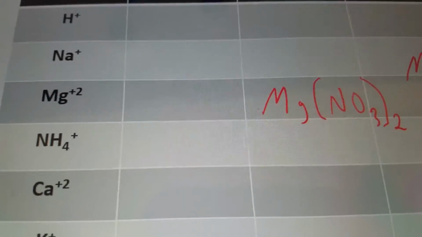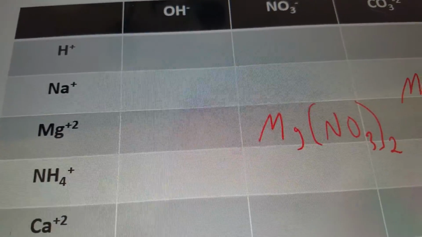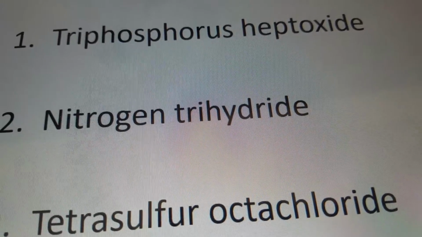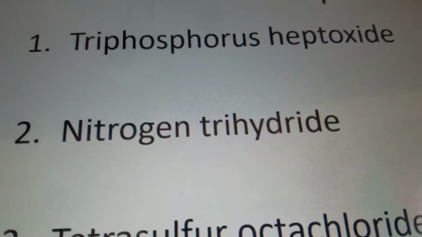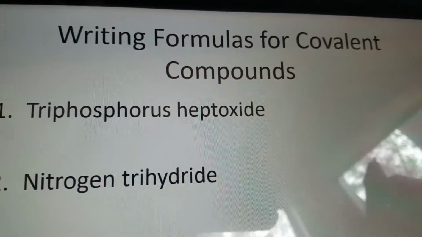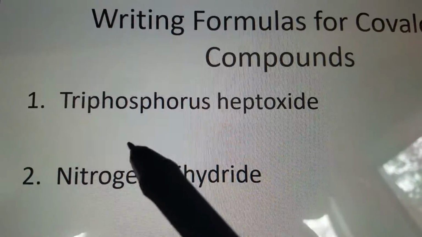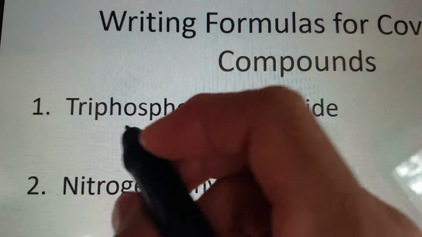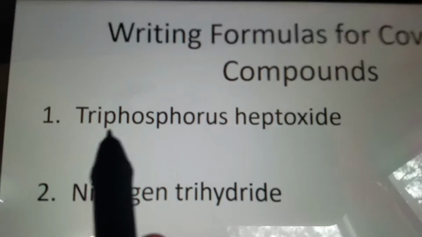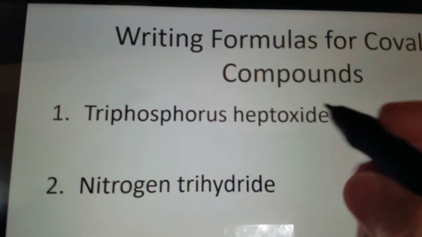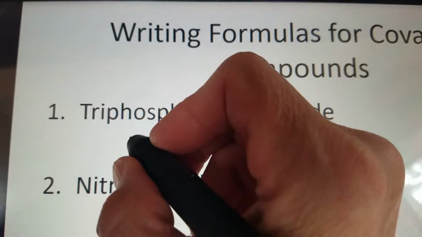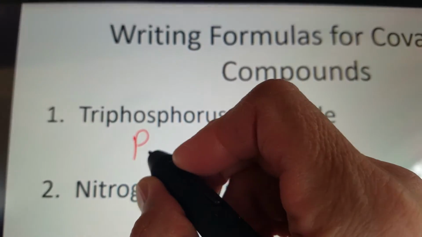Now the next thing we're going to look at is naming or writing formulas for your covalent compounds. So we learned how to name them using prefixes. Now we're going to take the names and put them into formulas. So in this particular case we have triphosphorus. Tri is the prefix for 3, so that tells me that I'm going to need phosphorus with a subscript of 3.